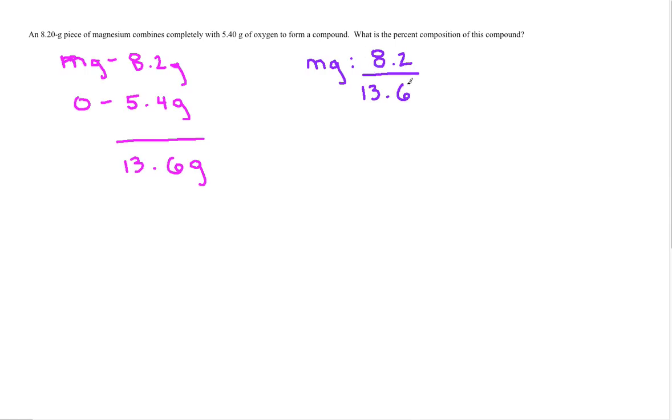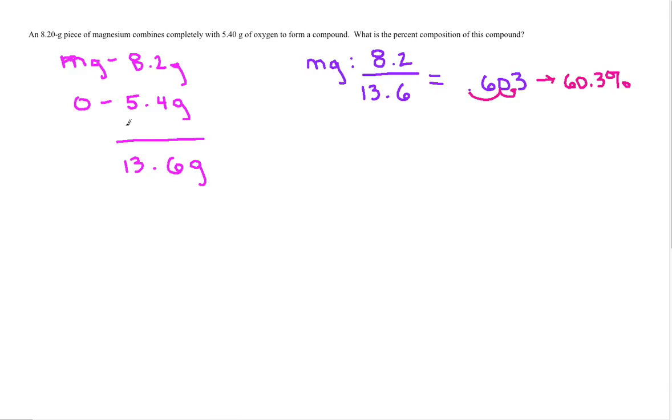We're going to take 8.2 divided by 13.6, and that's going to give us a decimal. If you take your calculator and do 8.2 divided by 13.6, what you should get is 0.603. Now that's a decimal, and I want to convert it to a percent, so I'm going to move my decimal place over 2 places. So my percent here is just going to be 60.3%. What that tells me is that 60.3% of my entire compound, of this 13.6 grams, is magnesium. Not too shabby.